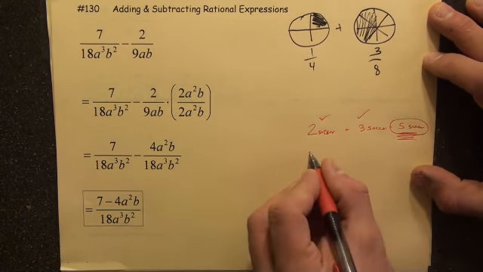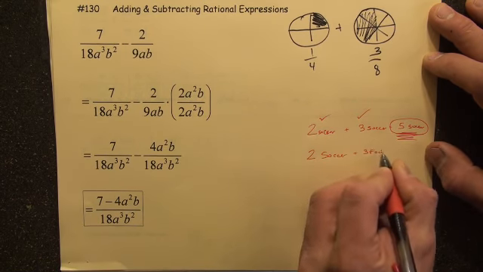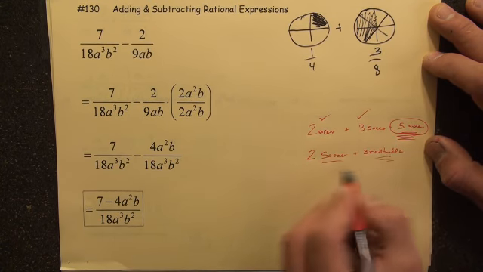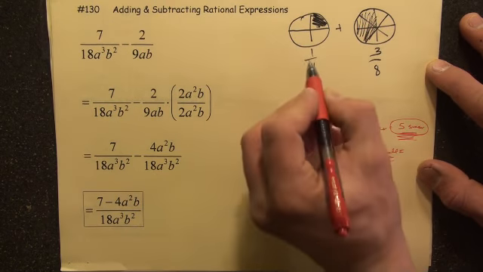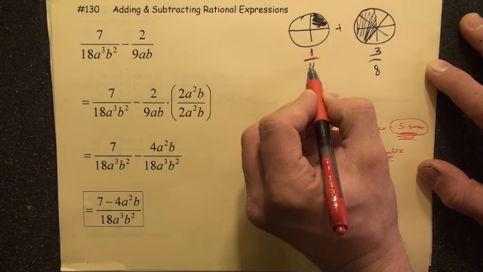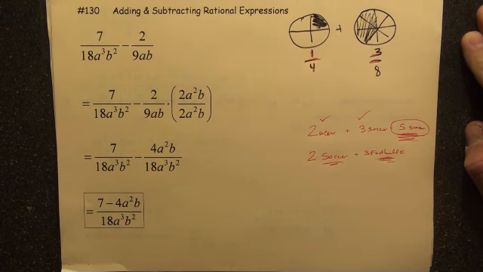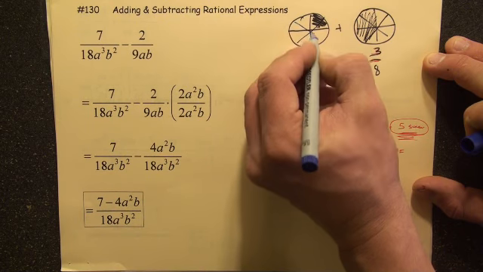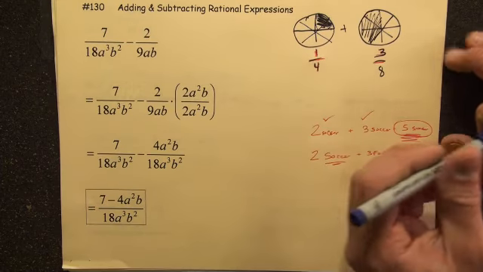Now, if you took 2 soccer balls plus 3 footballs, we would simply have a total of 5 balls, but we wouldn't know what kind they are, soccer or football. So that's the reason for common denominators. These are pieces cut into fourths. This is 3 pieces cut into eighths. That's why we need to make the 1/4 cut into eighths. So we just turn this area from 1/4 into 2/8.